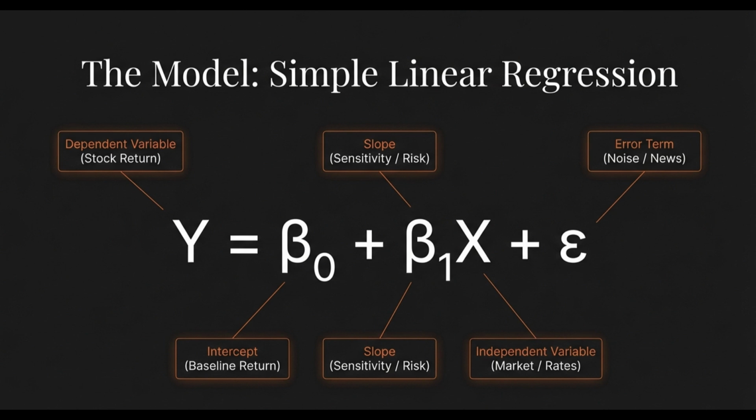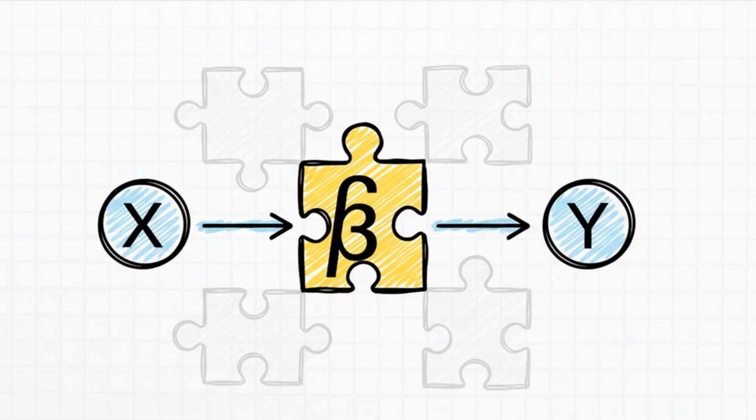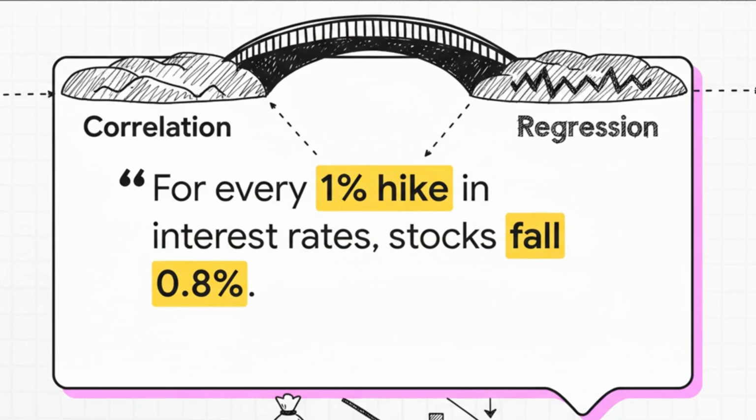And inside that little equation, there is one number that is the absolute star of the show. It is the Greek letter beta. Beta is the magic number. It quantifies everything, telling us exactly how much y is expected to change when x changes by 1. It gives you a specific, actionable insight once you have crossed that bridge from correlation to regression.